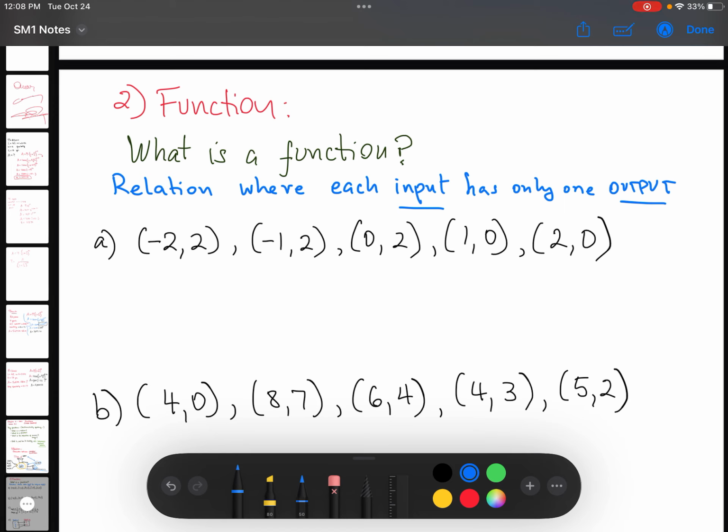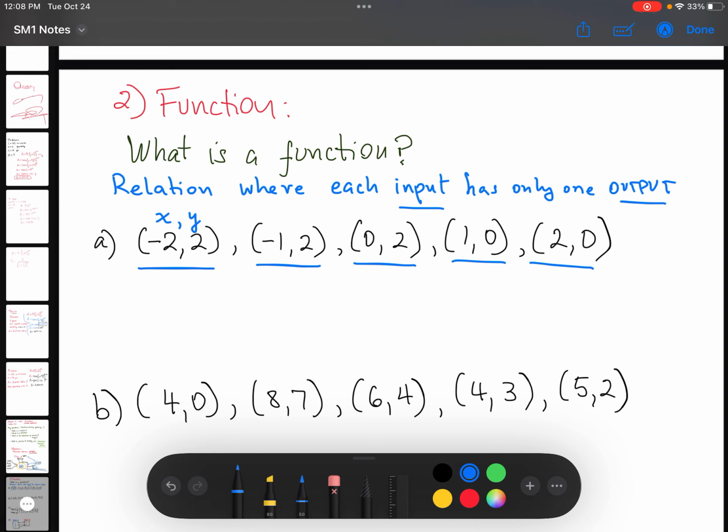If there is a relation where even just one input has more than one output, then that relation cannot be called a function. So let's take a look at some examples to understand what it means. As you can see, you have some coordinate pairs in this list. Remember that the way we write coordinate pairs is by writing the x value first and then its corresponding y value later on.